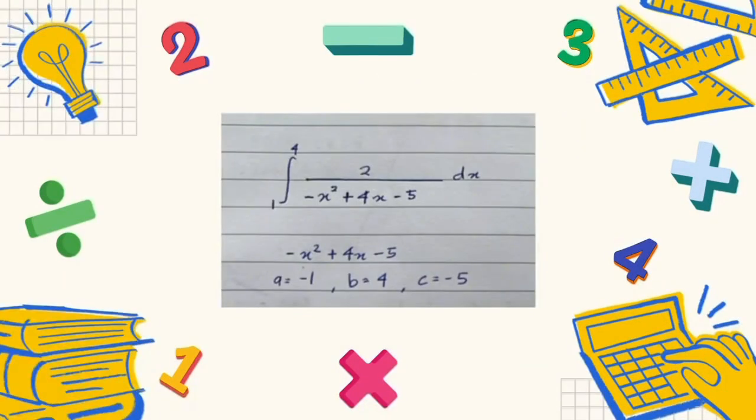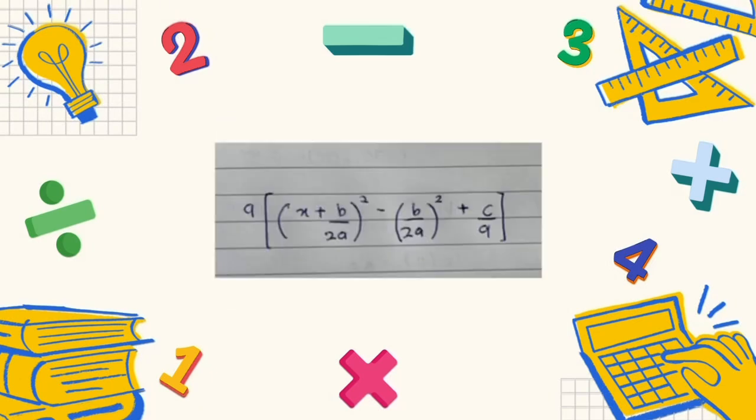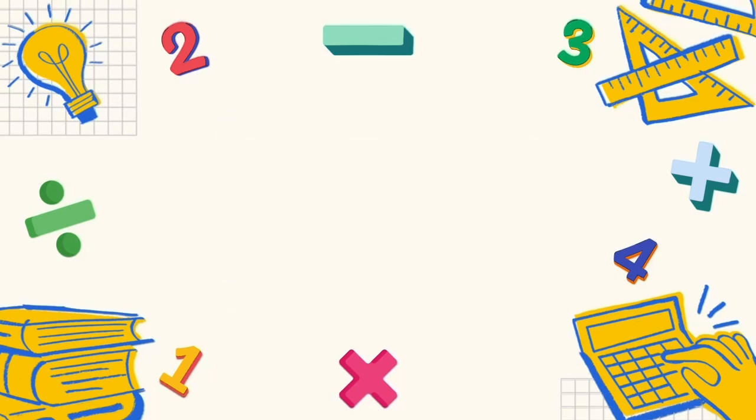First, let's look at the denominator of our first integral, negative x squared plus 4x minus 5. To evaluate this, we use the completing the square formula, where a equals negative 1, b equals 4, and c equals negative 5. We factor out the negative 1 and follow the formula. This is the completing the square formula.